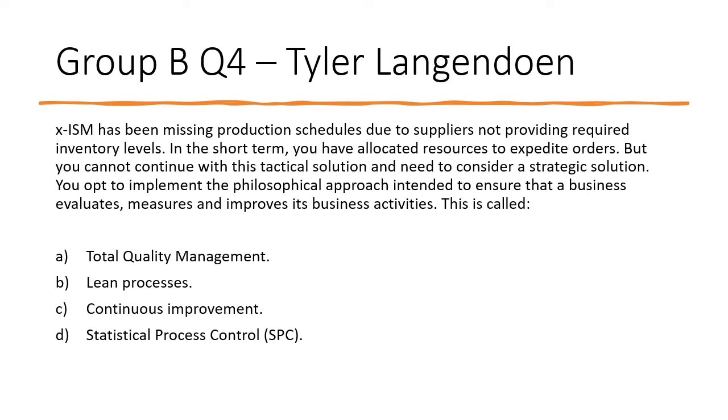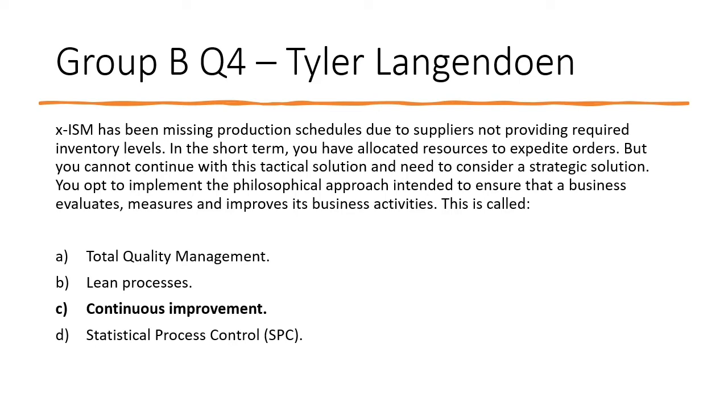You opt to implement a philosophical approach intended to ensure that the business evaluates, measures, and improves business activities. Is this called total quality management, lean processes, continuous improvement, or statistical process control? After doing some research, the best answer is continuous improvement.